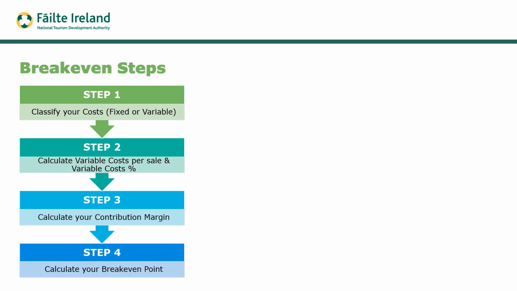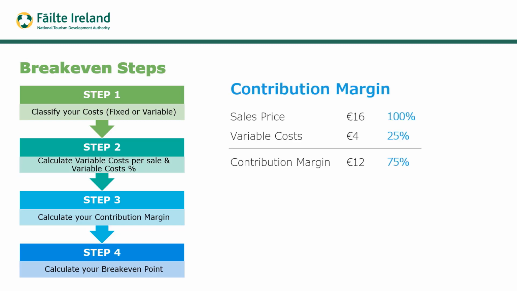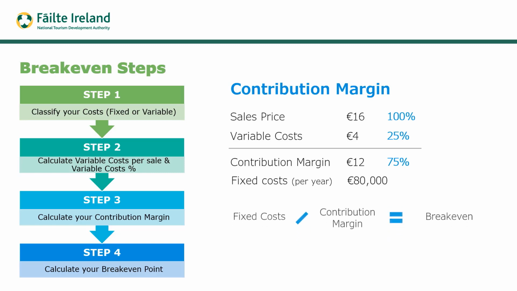So our final step is step 4, and this is calculating your break-even point. And this is very simply your total fixed costs divided by your contribution margin. So let's say in our example, our total fixed costs for a restaurant are €80,000 per year. And we really just need to figure out how many of the contribution margins of €12 we need to earn to cover our fixed costs and break even.